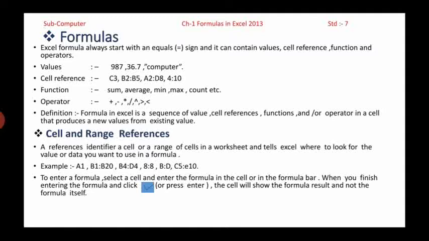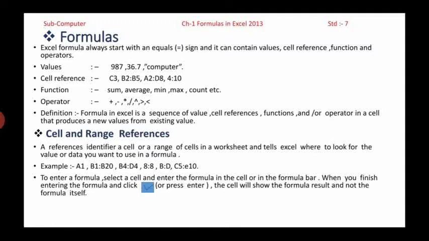Cell and range references. Cell and range references mean cell address and range address in an Excel sheet. Using the reference or address of a cell, we can make a formula. Here is the definition. A reference identifies a cell or a range of cells in a worksheet and tells Excel where to look for the values or data you want to use in a formula. For example, A1, A1 to B20, B4 to D4, 8 to 8, B to D, C5 to E10.